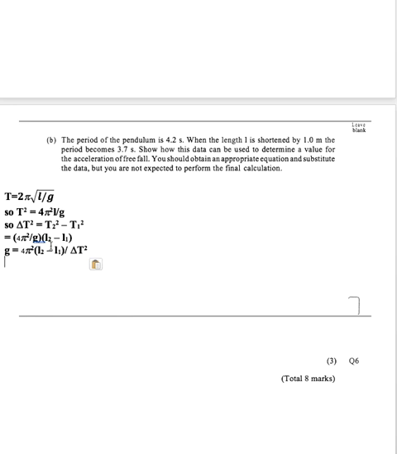If we rearrange this equation to make g the subject, then we've got to stick our numbers in now, haven't we? So if we stick in our 4.2 or 3.7, and of course the difference in the length, L2 minus L1, is 1, we're told by the question. And there we have it. The substitution is done. We don't have to do the calculation. That's the solution.